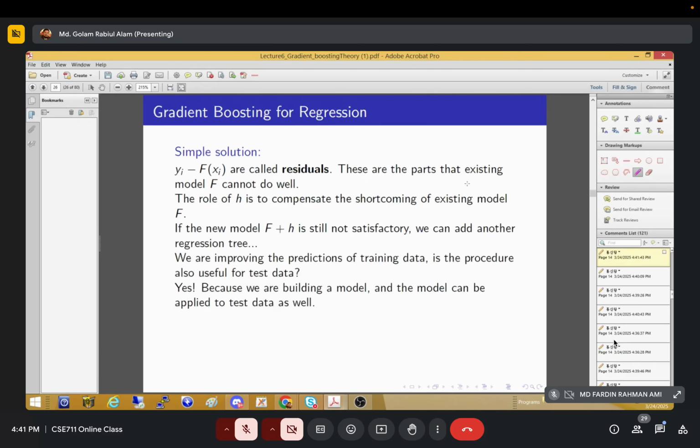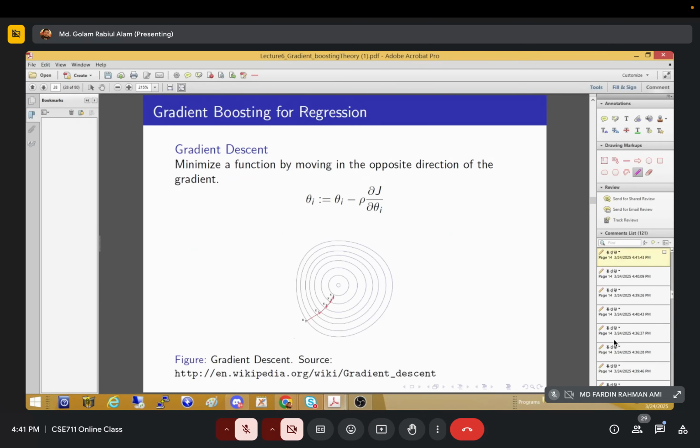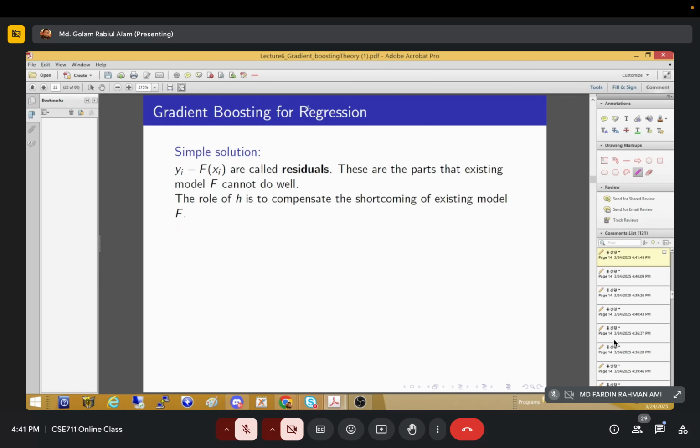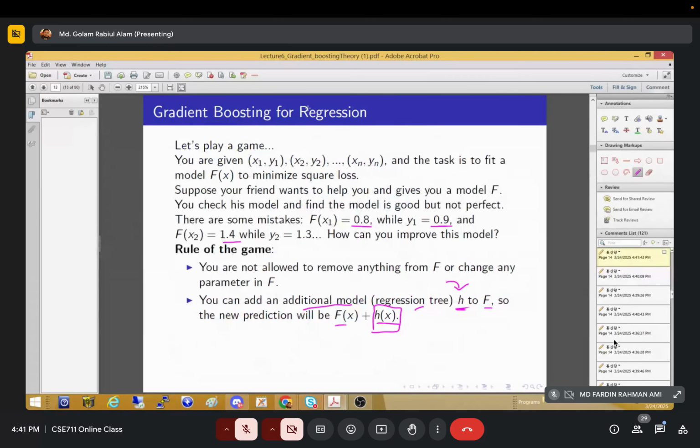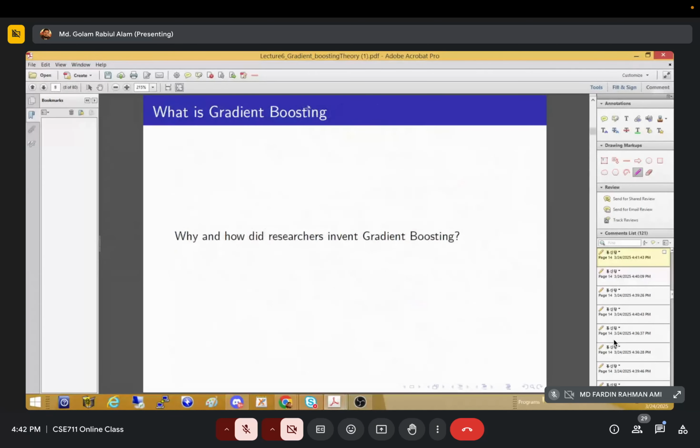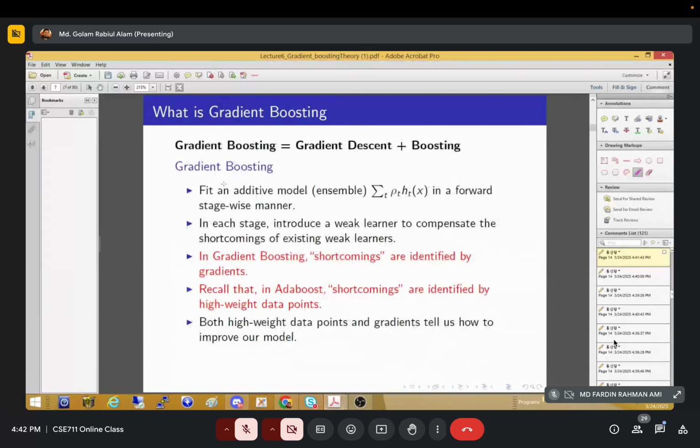Okay, so that means the residual. Now, how is it different from our AdaBoost? How is it different from the AdaBoost? We want to discuss a little about that.